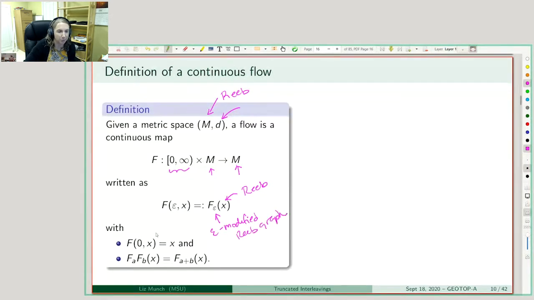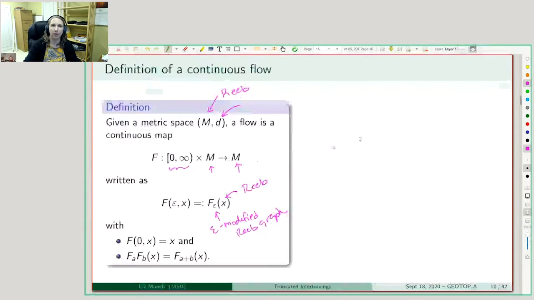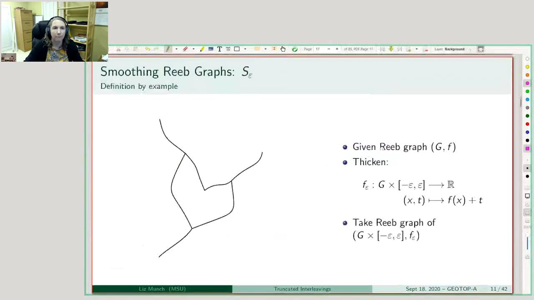And it should satisfy some nice properties. So if I plug in 0 for epsilon, nothing should change. And if I flow forward by a and then by b, I should be the same as going forward by a plus b. Okay, right. So a lot of what I would think of with this would be some starting input object and some ending object, and I get to flow forward in this space. All right, so we're going to define a particular flow on the space of Reeb graphs that has some nice properties.